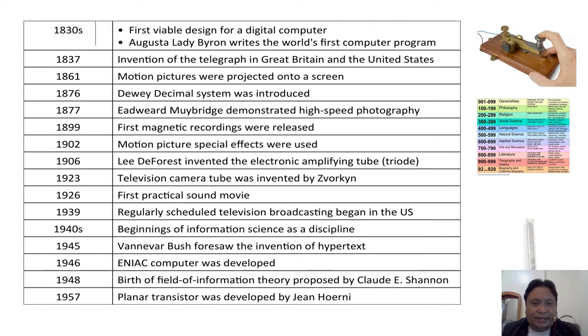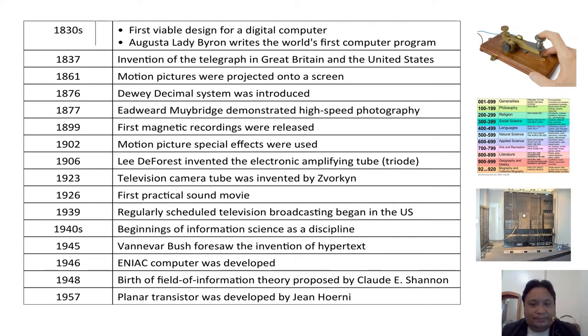1946, the ENIAC computer was developed. And I guess this is one of the first mainframes ever created or invented in history. One of the mainframes, no? In 1948, the birth of the field of information theory proposed by Claude Shannon. In 1957, a planar transistor was developed by Jean Hoerni.